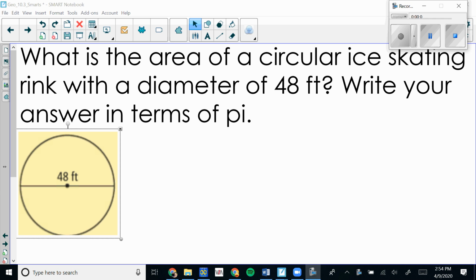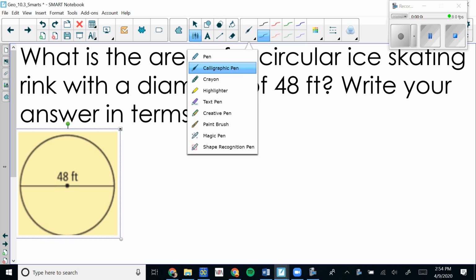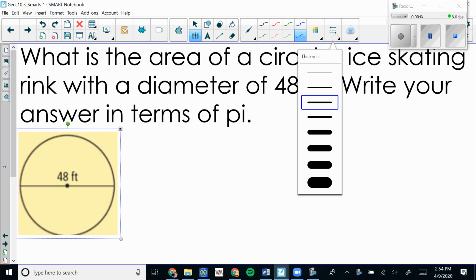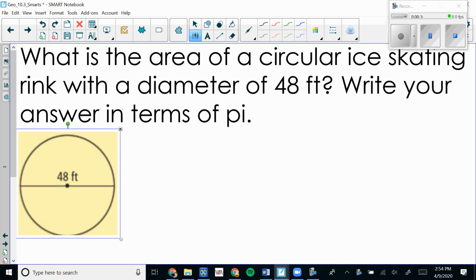All right, I want to go over a few other problems in the notes that I'm going to work out as we go. So you'll see me marking on these, and it's not previously done like the other video. This first one says, what is the area of the circular ice skating rink with a diameter of 48 feet? Write your answer in terms of pi.